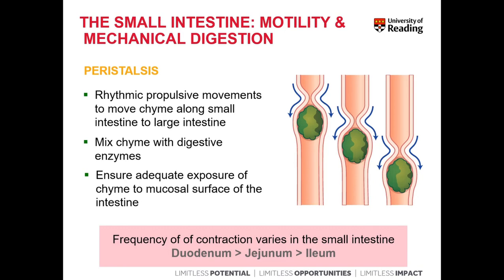So this, of course, has the main role to push the content into one direction, but also during peristalsis the content of the small intestine gets mixed up. And it gets further mixed up with the digestive enzymes, increasing the efficiency of the chemical digestion. The frequency of the peristaltic contraction varies in the different regions of the intestine along its length, with highest frequencies in the duodenum, a little bit less in the jejunum, and the lowest in the ileum.